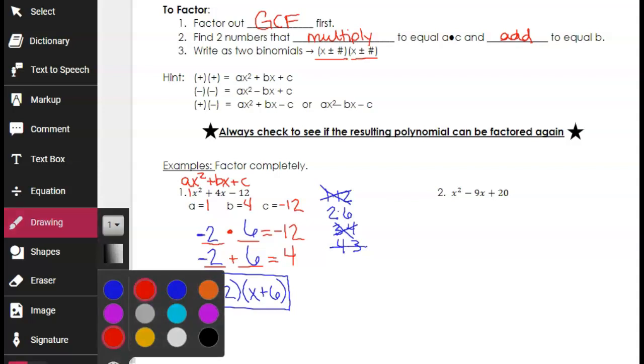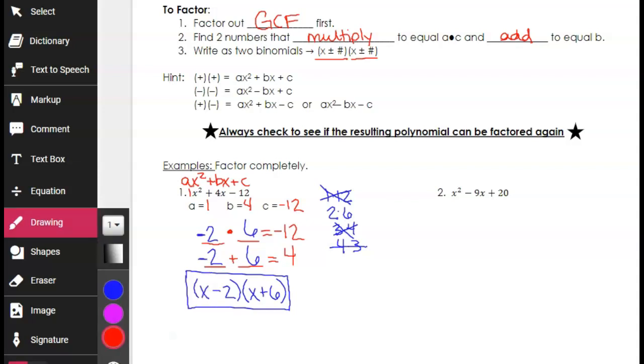Okay, let's move on to the second problem. I want to go ahead and identify A and B and C. So let's see if you can do that on your own. I have a 1, a negative 9, and a 20. I also notice that there's no GCF that I can take out, so that means 1, negative 9, and 20 are the numbers that I'll be working with.